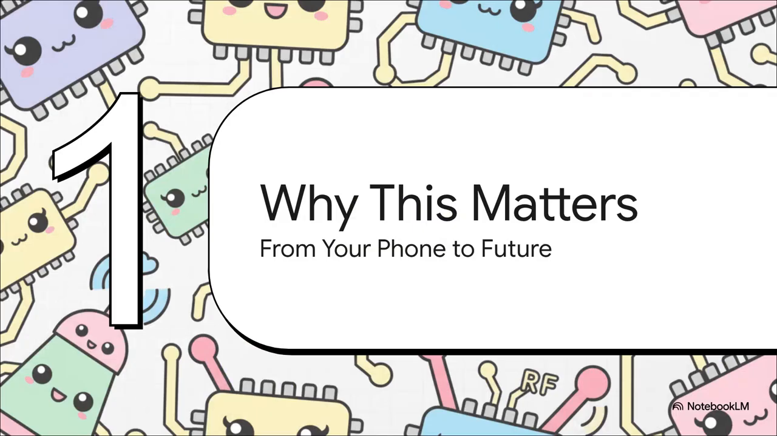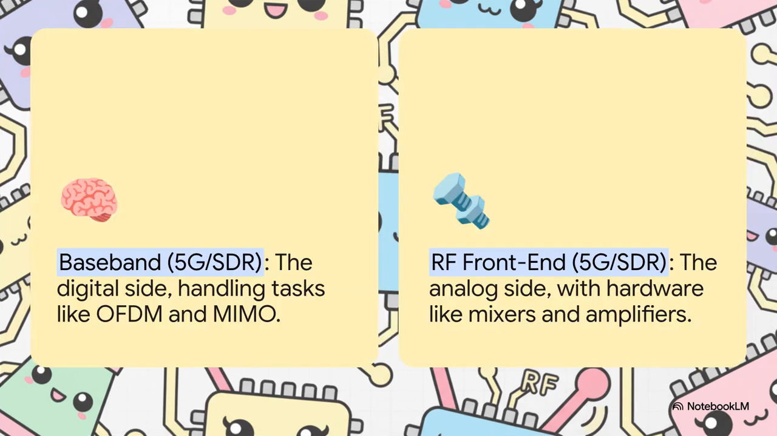So why did we just go through all that technical detail? Well, because if you can wrap your head around this basic architecture, you hold the key to understanding pretty much all modern and future wireless technology. Look at how this maps to something like 5G or software-defined radio. All the super complex digital stuff, like OFDM, which splits data across many channels to prevent traffic jams, or MIMO, which cleverly uses multiple antennas to boost speed, that all happens in the baseband domain.